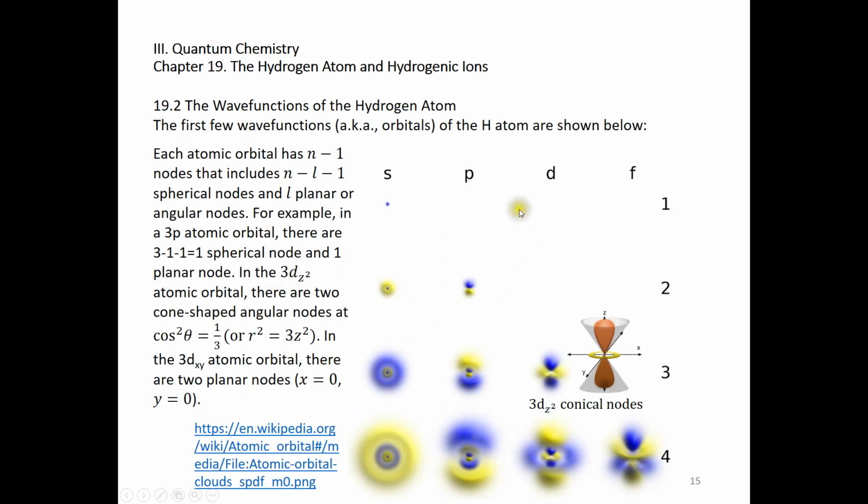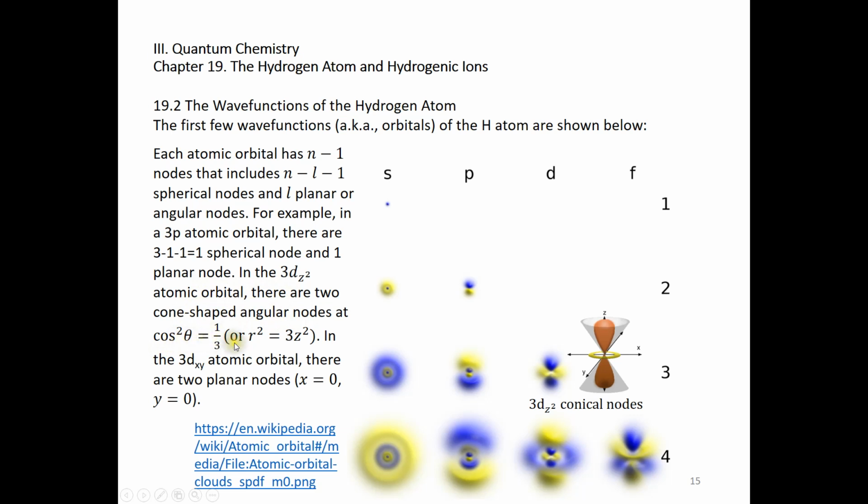Now finally, let's look at the orbitals over here. The first few wave functions of the hydrogen atom are shown below. Each atomic orbital has n-1 nodes. That includes n-l-1 spherical nodes and l planar or angular nodes. For example, in a 3p atomic orbital, there are 3-1-1 spherical nodes. We just use this equation. When n is 3, l is 1, we have 3-1-1, that's one spherical node, and one planar node.